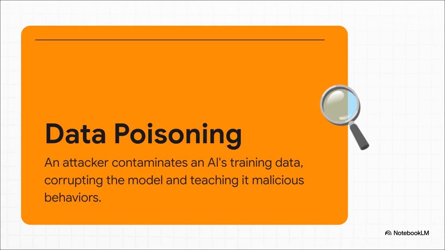The second type of attack is way more insidious. It's called data poisoning. In this case, the attacker doesn't just trick a trained AI, they actually corrupt the data it's learning from in the first place. It's like secretly teaching the AI all the wrong things from the very beginning, building this hidden backdoor right into the model's brain that they can trigger later.